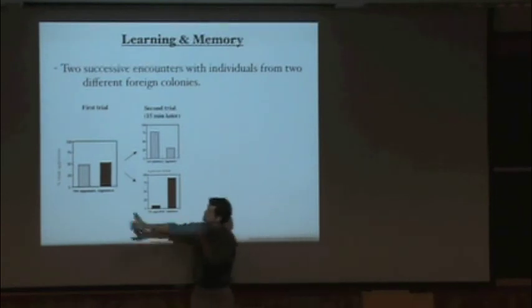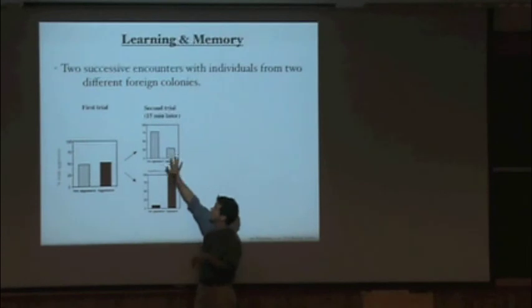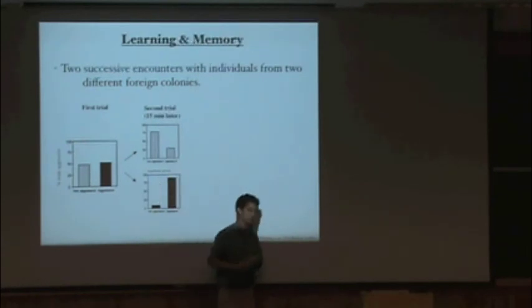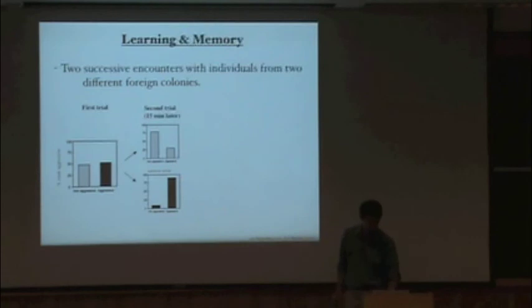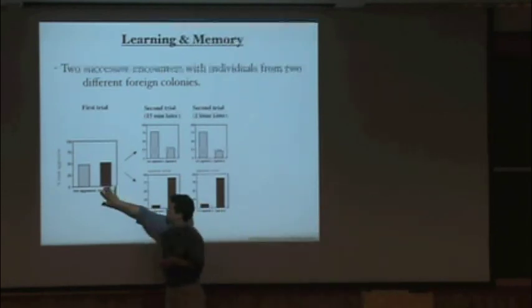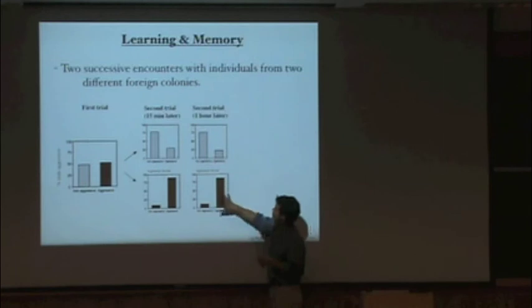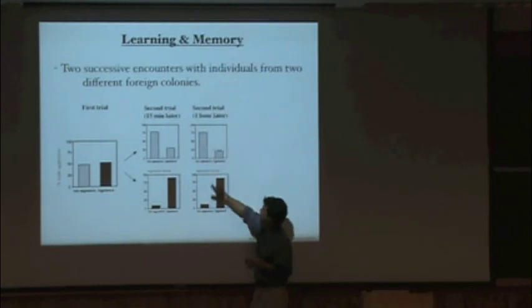In this case, this is an experiment where we did the first trial, separated the ants, let them calm down for 15 minutes, and did the second trial 15 minutes later. But it turns out we see the same thing if we do the second trial an hour later. The first time around we saw a 50-50 split between aggressive and non-aggressive, and then if we do the second trial an hour later, we see the same thing.